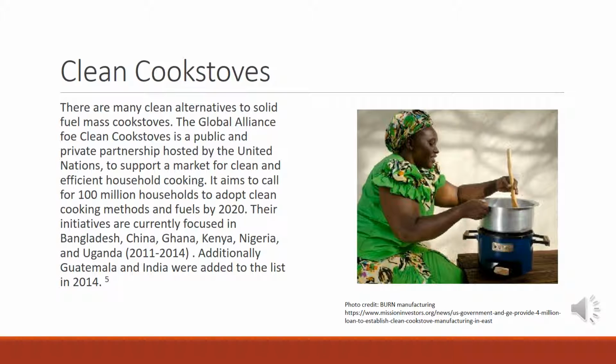Through technology advances, we have many clean alternatives to solid fuel mass cook stoves, and an organization known as the Global Alliance for Clean Cook Stoves is a public and private partnership that's hosted by the United Nations to support a market for clean and efficient household cooking and heating. It aims to call for 100 million households to adopt clean cooking methods and fuels by 2020. Their initiatives are focused in Bangladesh, China, Ghana, Kenya, Nigeria, and Uganda, mainly through 2011 through 2014. And additionally, Guatemala and India were added to the list in 2014.